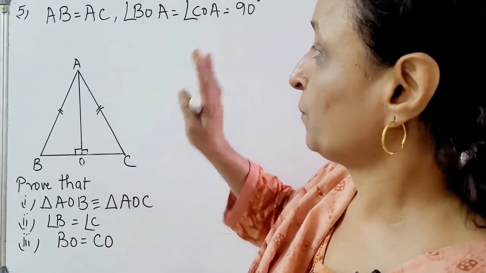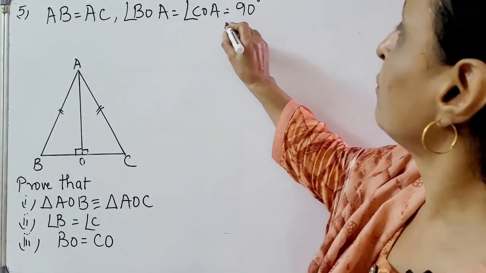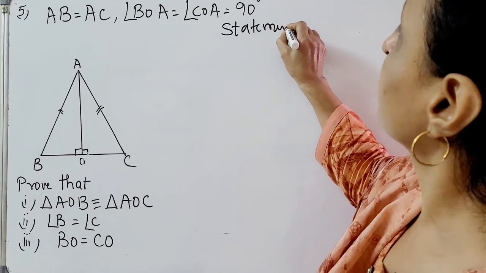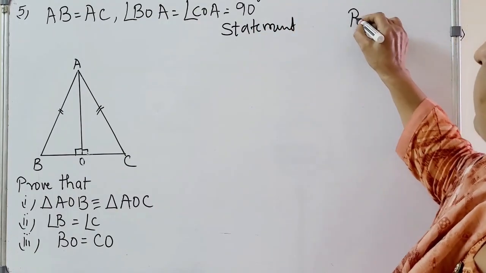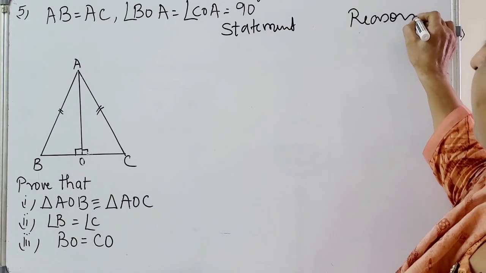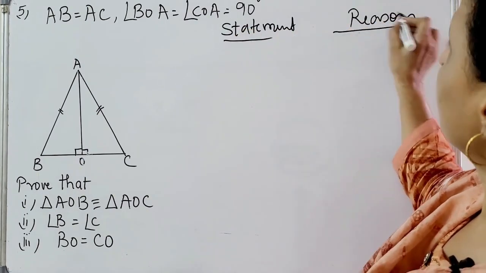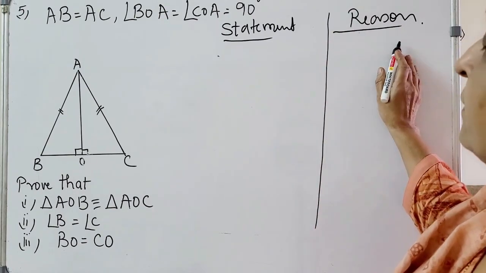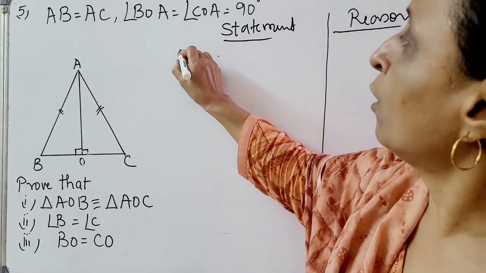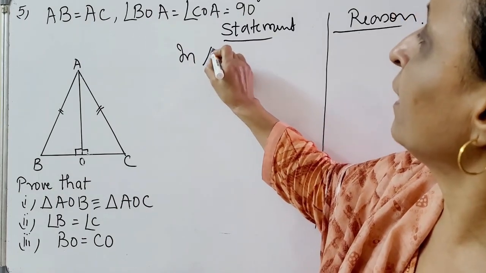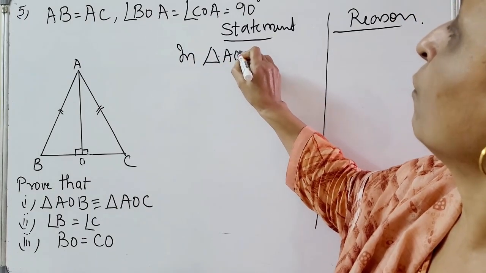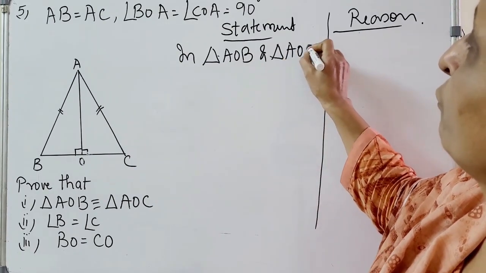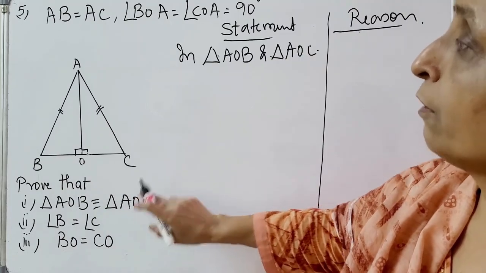Now here again you have to make two columns, write the statements clearly, and write the reasons also for your statement. You can draw a line to make it clear that this is the statement and this is the reason. Now what you have taken is triangle AOB and triangle AOC. That is what you have to prove from this, that they are congruent.